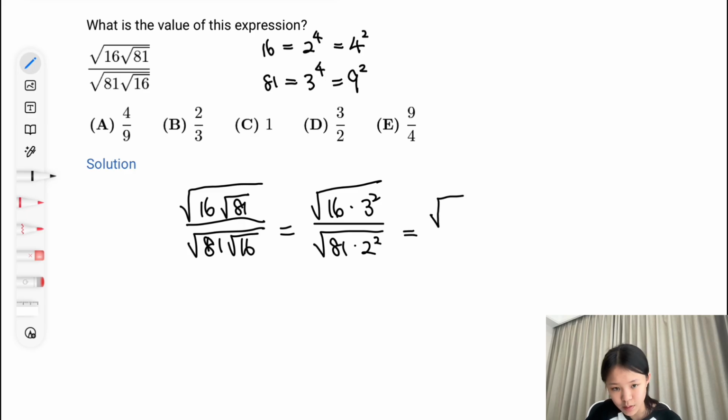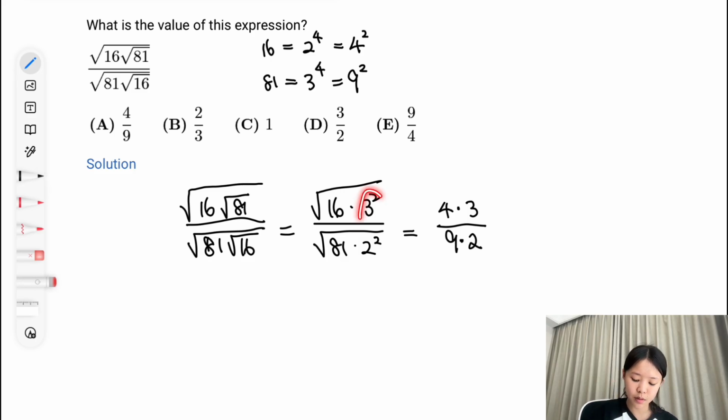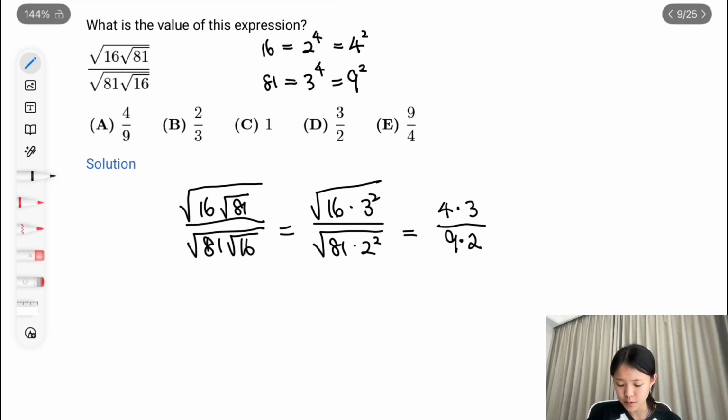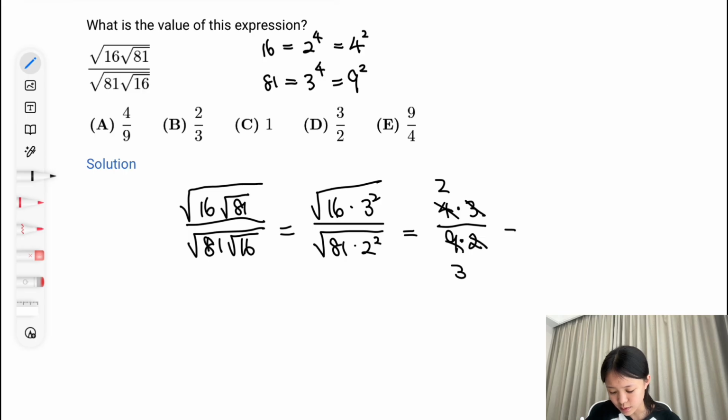And then on the top here, you just have 4 times 3, and then 9 times 2. And so importantly here, you can actually maintain this part since you don't really need to simplify it to its full value and expand it to 9. It's a lot easier to just keep it as 3 to the power of 2. So then we just cross out and simplify it. We get 2 over 3, which is B.